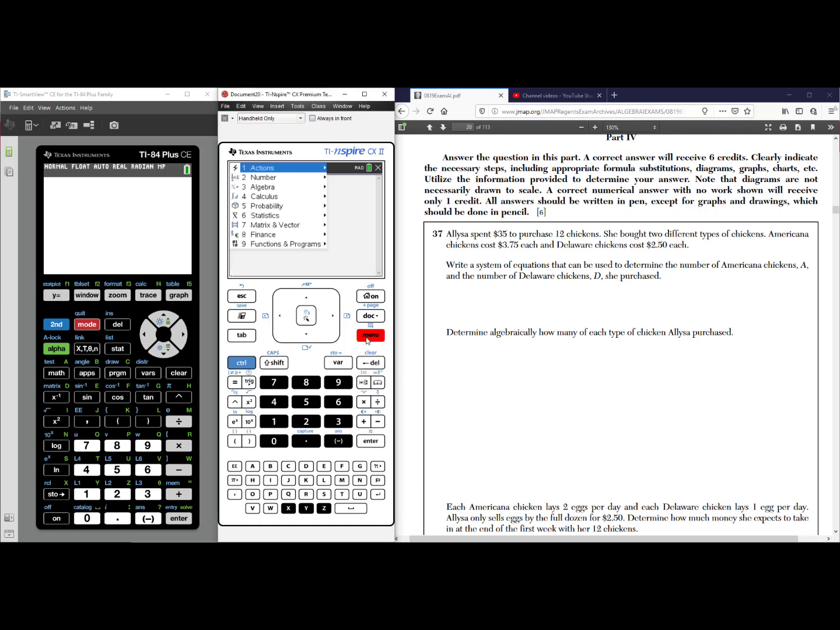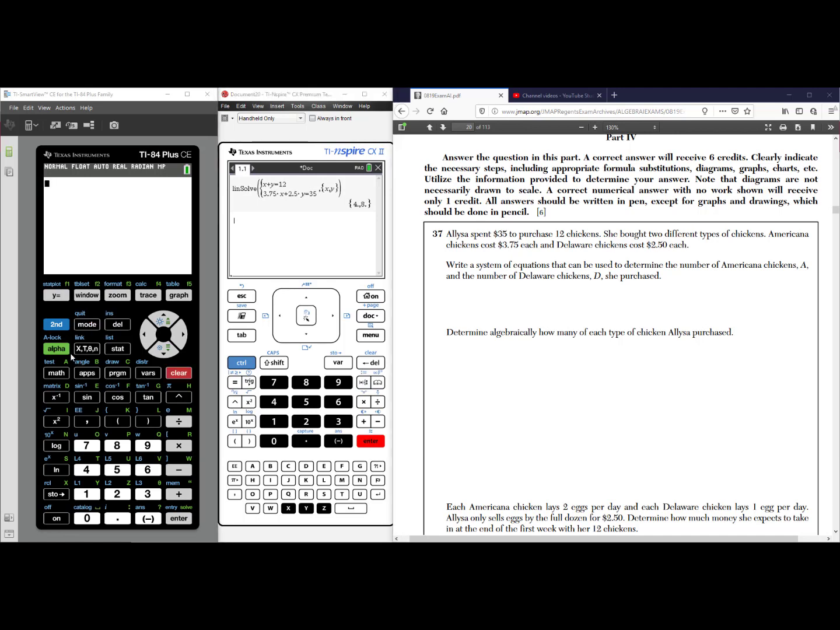I'll start with the TI-Nspire technology by going to Menu, choosing number 3, Algebra, choosing number 2, Solve Systems of Linear Equations. We will have 2 equations with 2 unknowns. First equation, X plus Y equals 12. The second equation will be 375X plus 250Y equals $35. When we press enter, we see 4, 8 is our solution.